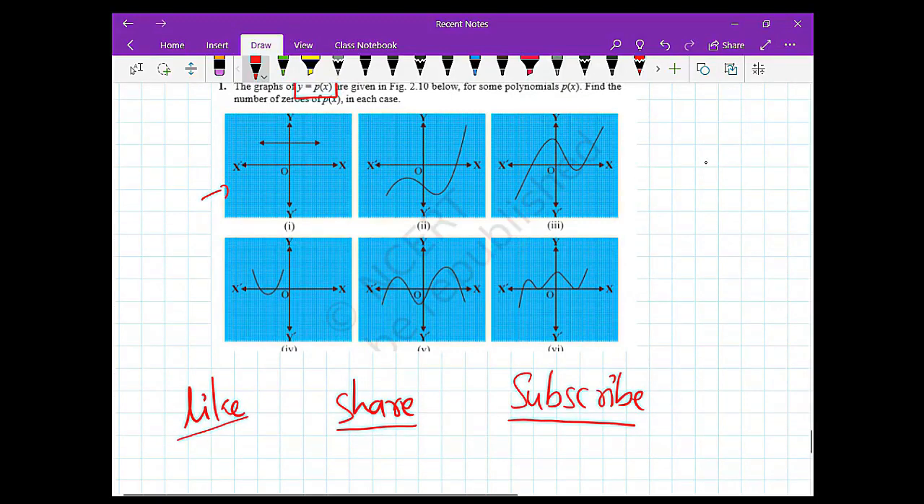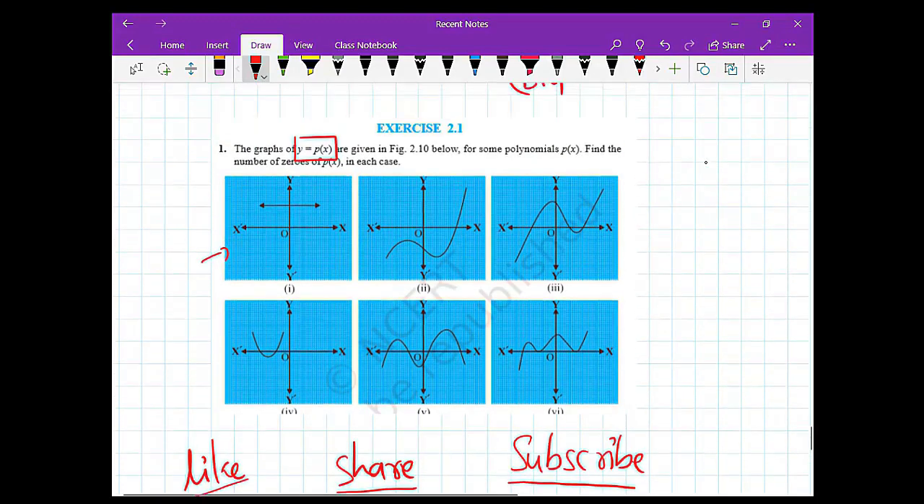Yes, let's come to the point. See in the first graph, how many zeros are there? Look at the graph. First, observe the graph clearly. Is the line intersecting or crossing the x-axis at 1 point, 2 points, or 3 points? See in the first graph. Please answer me in the chat box and in the comment box.